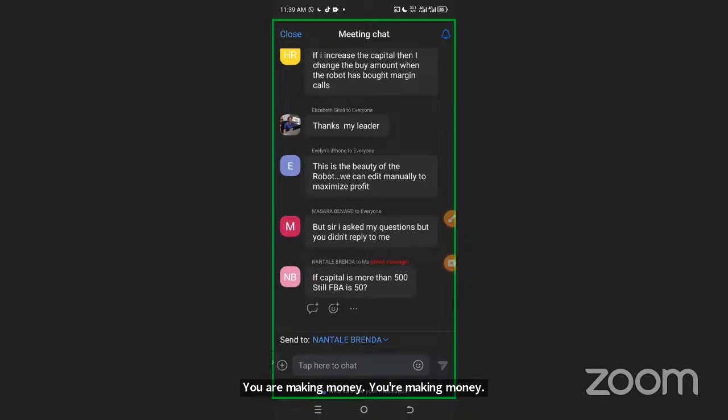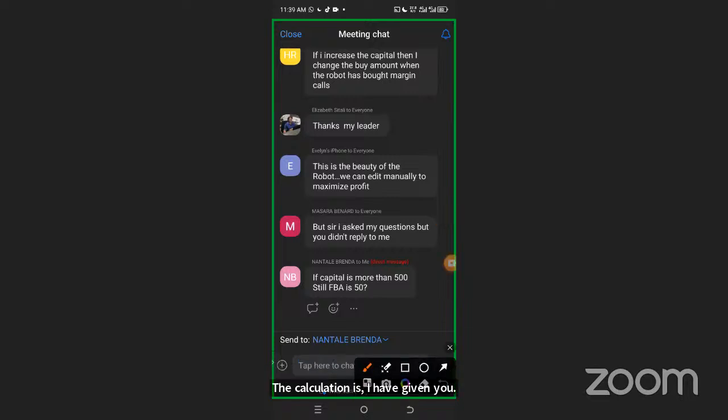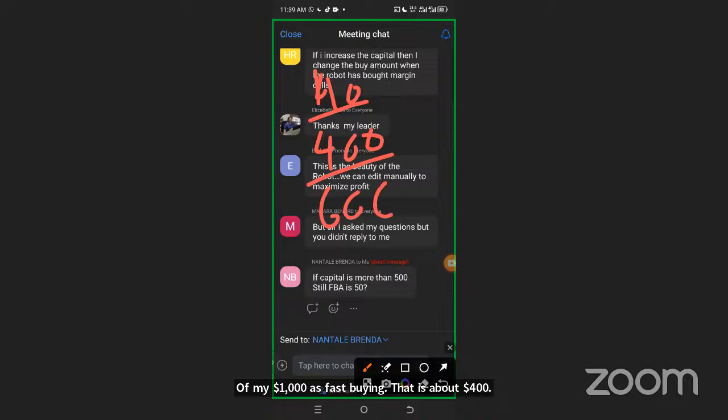If capital is more than $500, is the first buying amount still 50? No, it may not be 50. It depends on how you have understood the strategy. With the calculations I have given you, let's say you are using $1,000. You can say, let me use 40% of my $1,000 as the first buying amount. That is about $400. Then you will remain with $600.